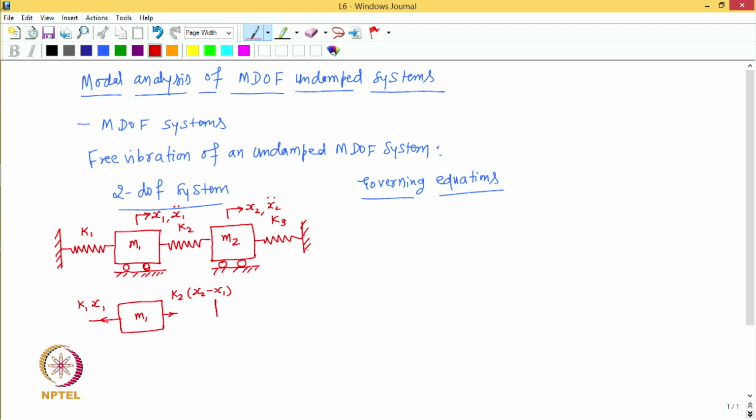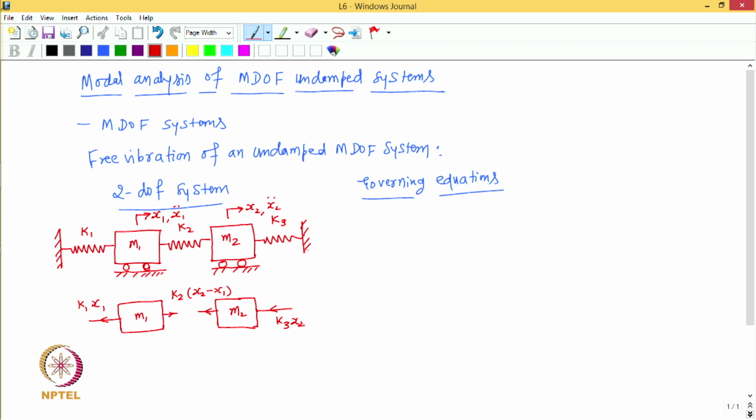Similarly, for mass m2 we can draw the free body diagram showing the forces that are acting on it. This force would be k3 x2, in the opposite direction, and you will have a force on mass m2 which is the same as k2 (x2 minus x1).